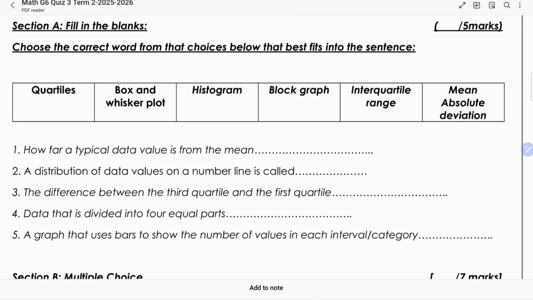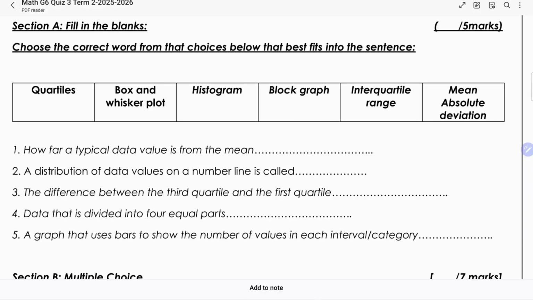Now we're going to go through an exam paper that we took last week, and I'm just going to go through the answers very quickly. I'm going to explain some of the concepts in more detail in other videos. Now let's look at the first question. It says choose a correct word from the choices below that best fits into the sentence.